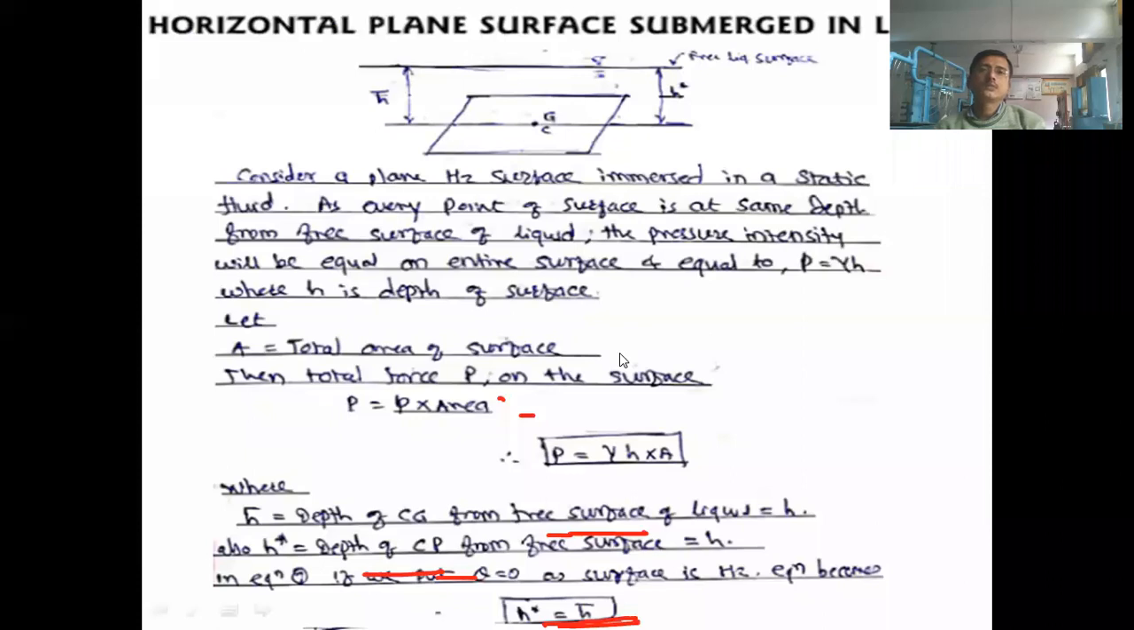Next, write down the title: horizontal plane surface submerged in the liquid. Draw this diagram.